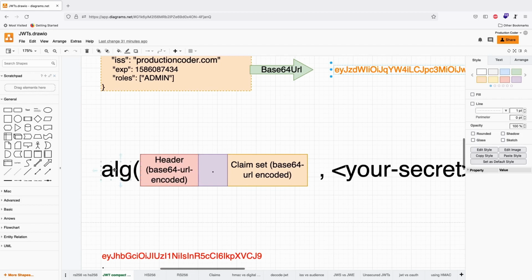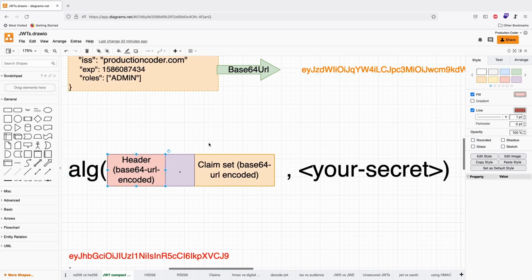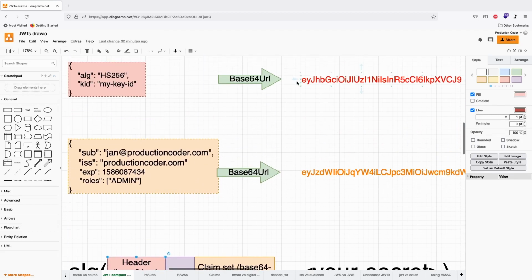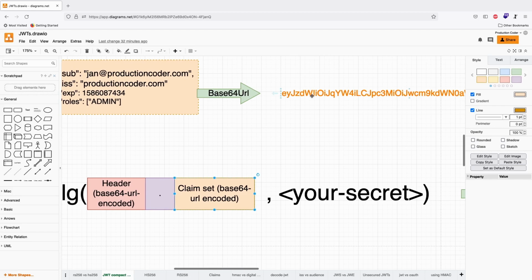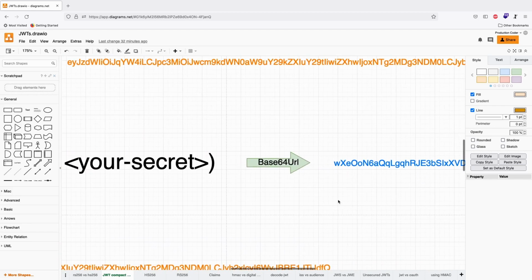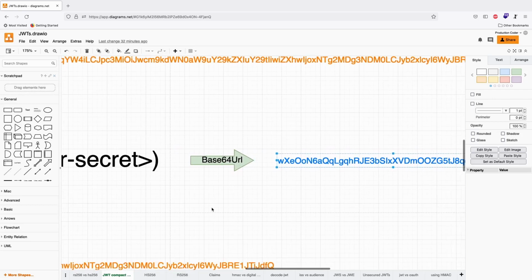So you run your algorithm, for example HS256, by taking what you generated here, this base64 URL encoded JOSE header, you concatenate it with a dot, and then you take the claim set, also base64 URL encoded, this thing, and then you take your secret or your private key, and you end up with a signature or a MAC that you also base64 URL encode. So the bottom line is everything with JSON Web Tokens is pretty much always base64 URL encoded.